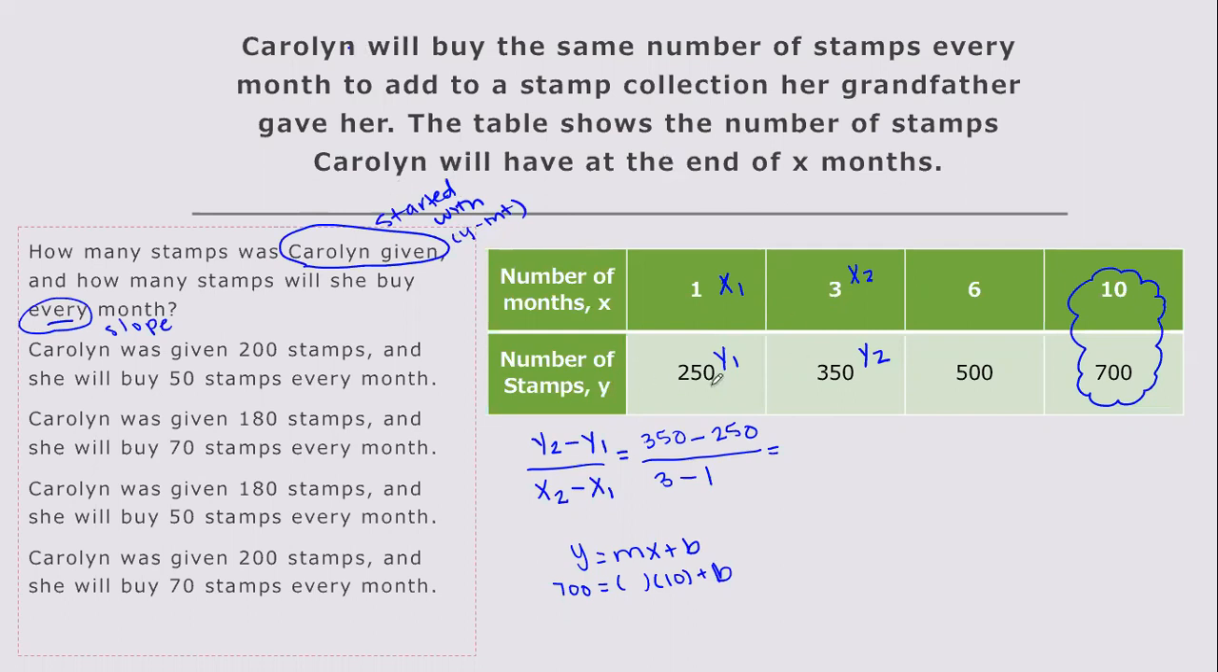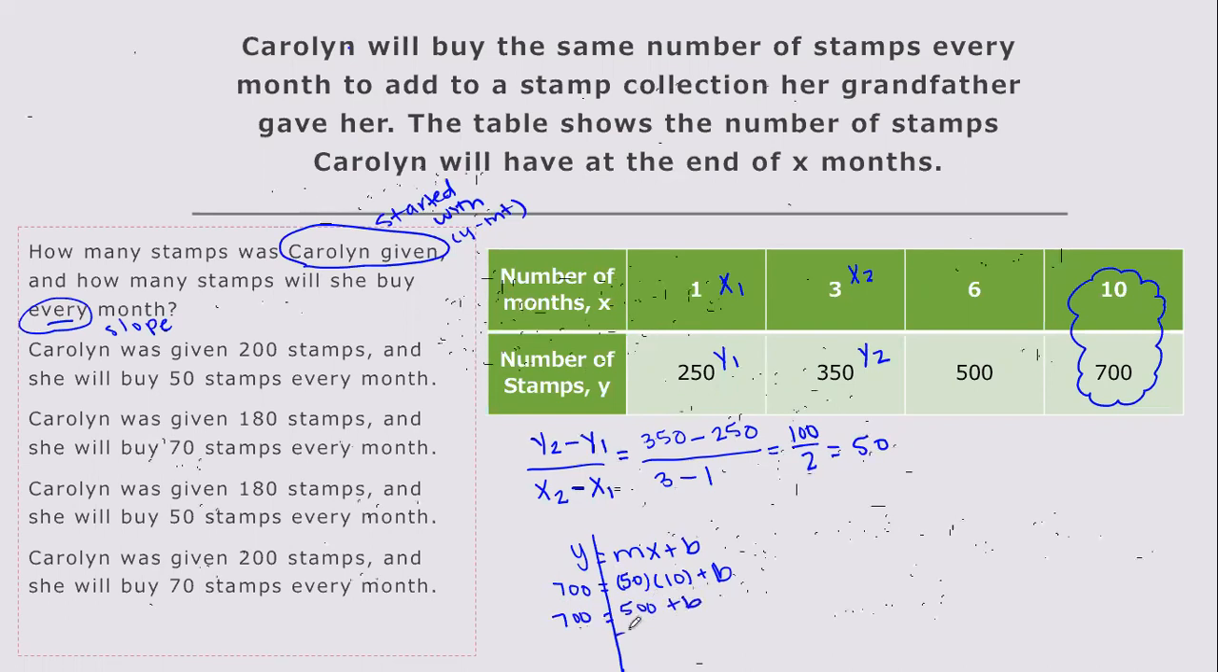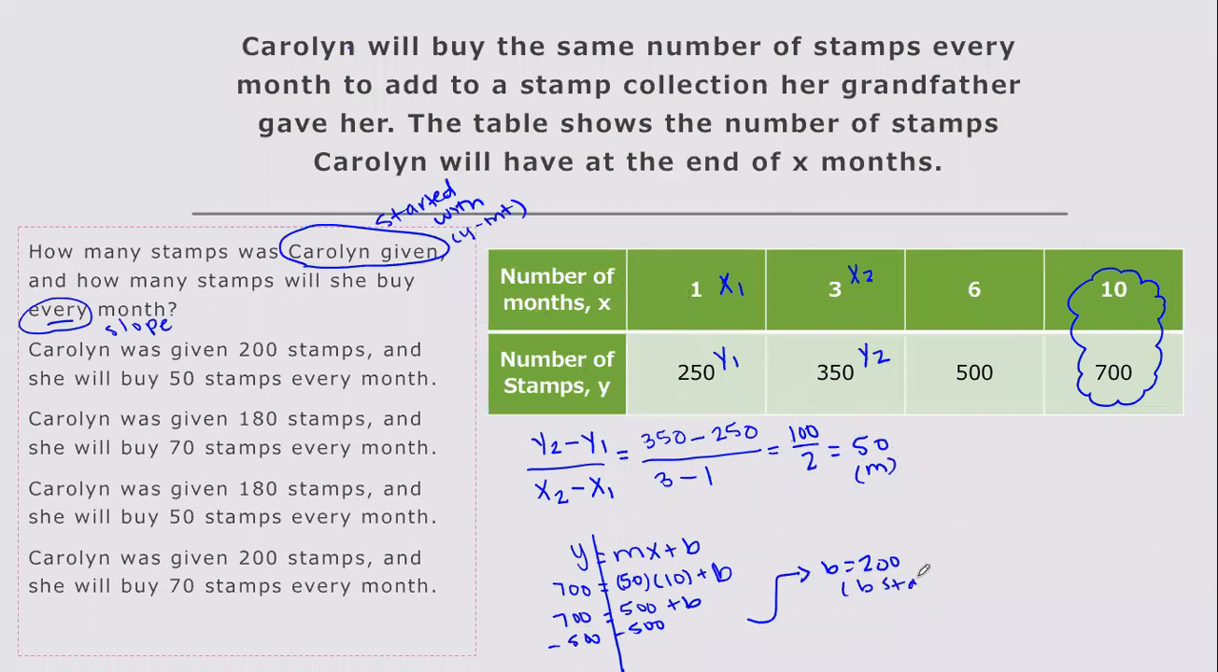All right. So for your slope, at least, you should have gotten 100 over 2, which reduces to 50. And then when you plug in your slope and a point, for me, I plugged in the last point, so that gave me 700 equals 500 plus b. When I subtract 500 from both sides, that gives me b equals 200. So my slope, how much she bought each month, is 50, and my y-intercept, how much she started with, is 200.